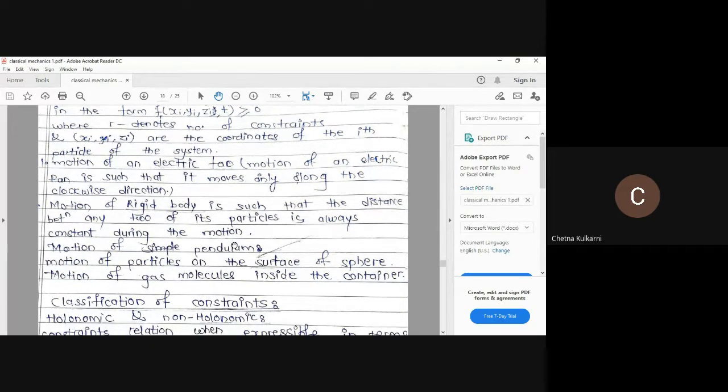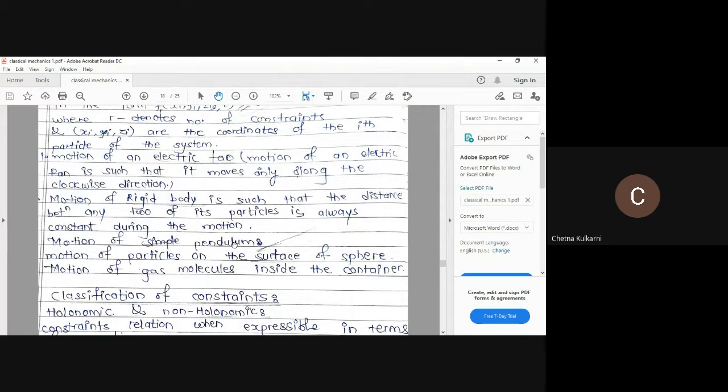Motion of an electric fan. What is the restriction on the motion of an electric fan? The motion of an electric fan is such that it moves in a clockwise direction. If you have observed, it is restricted to move in a clockwise direction. So that is the limitation or restriction on the motion of an electric fan, and that is called a constraint. You can observe the motion of a fan and see it is in the clockwise direction, and hence we can say that is a restriction on the motion of that particle. Okay, let us go to the next.